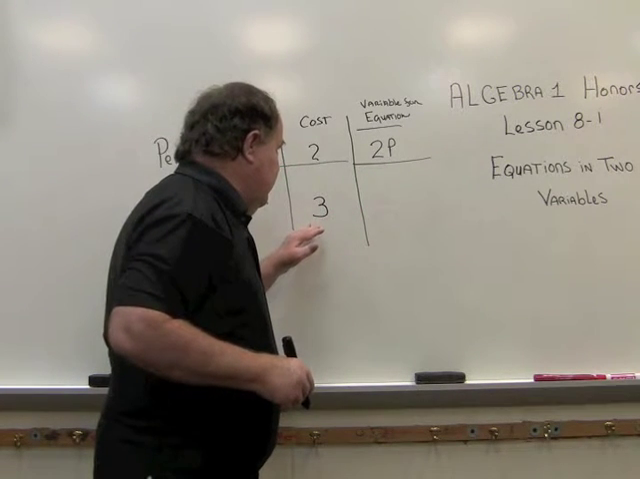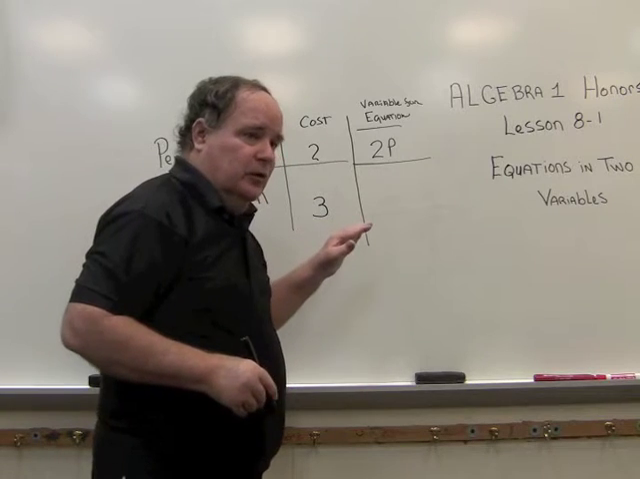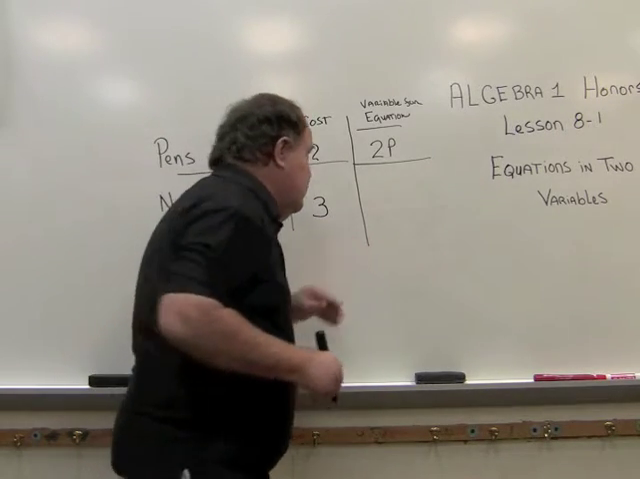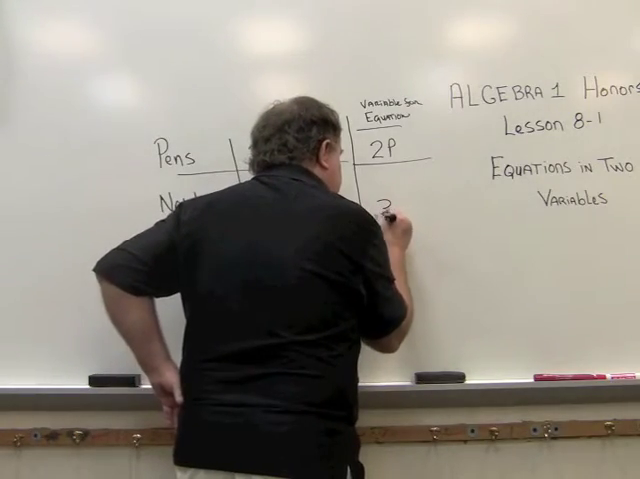If we have $3 a notebook and we buy 1 notebook, it'll be $3. If we buy 2, it'll be 6, and on and on. So over here, it's going to be 3N.